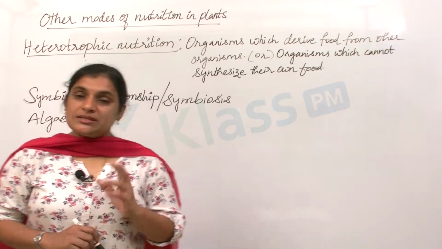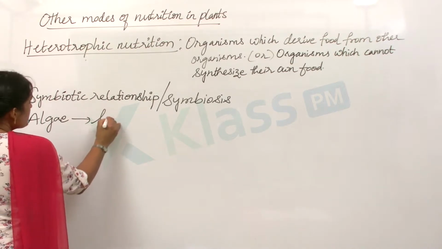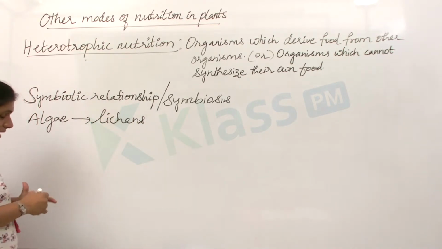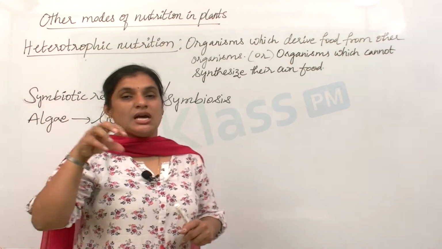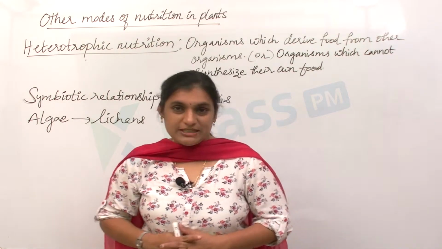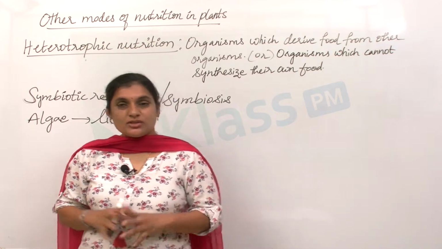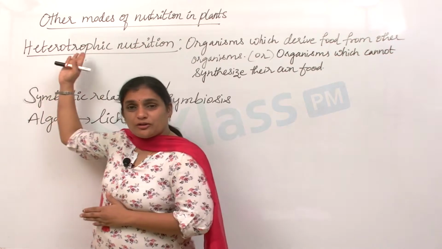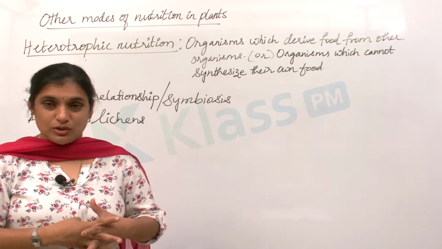Now, upon this algae, there are other organisms which live, called lichens. What are they called? Lichens. So these lichens start growing over the surface of the algae. Now these lichens are non-photosynthetic. Means what? They cannot synthesize their food. So they are not autotrophic. Definitely, they have to go for heterotrophic mode of nutrition. So they have to derive the food from other organisms.